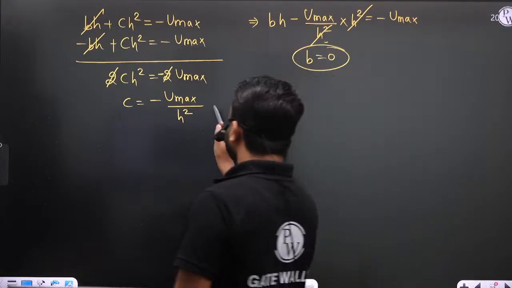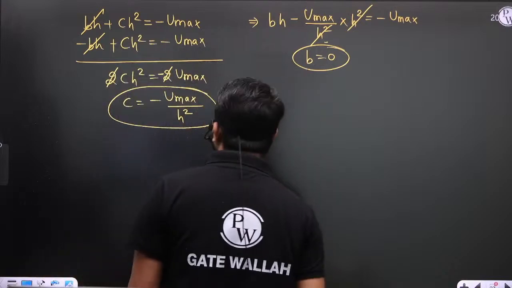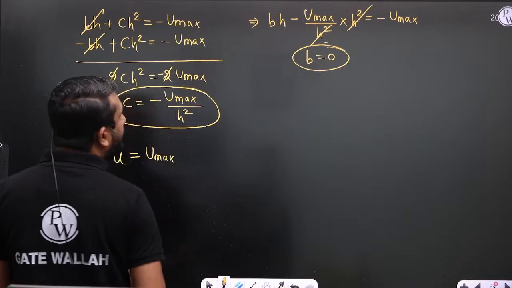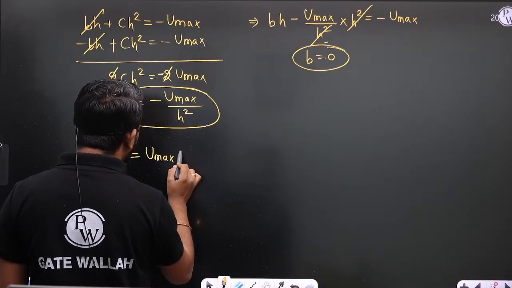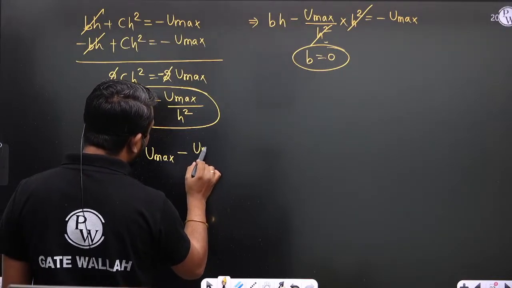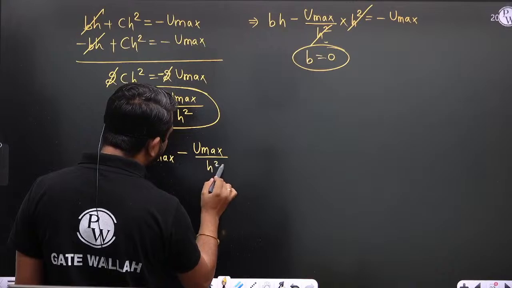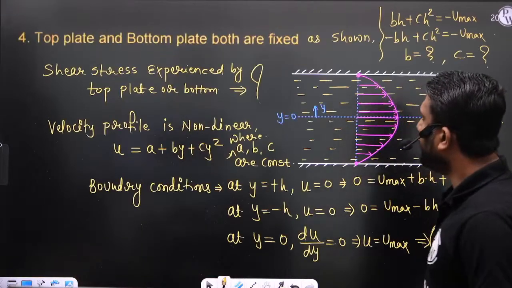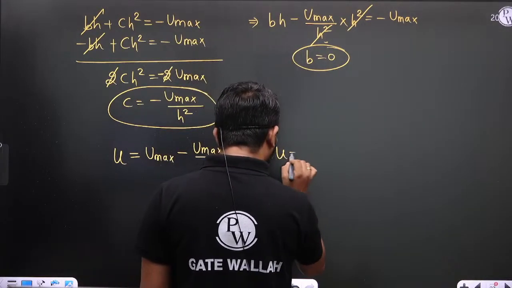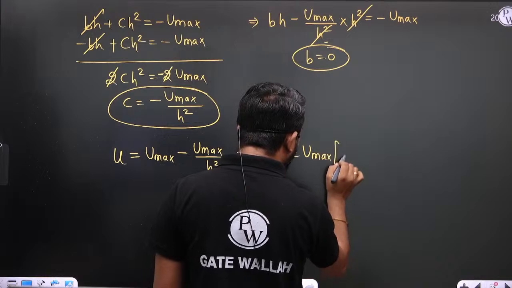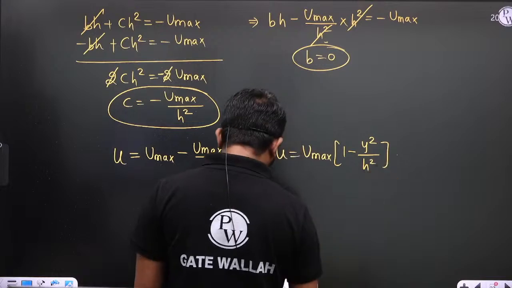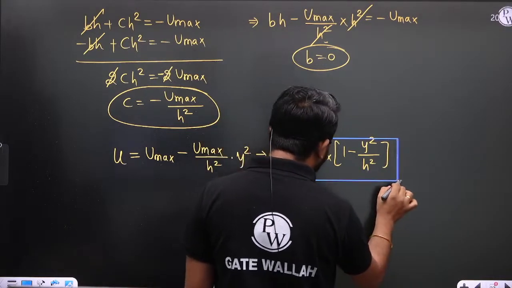Right? This is the value of c. This is the value of b. So ultimately what you are getting is that u is equal to a value, which is u maximum, b value is 0, minus c h square, where c value is u maximum by h square into y square. So this is the velocity variation: u maximum into 1 minus y square by h square. Fine, beta. This is the exact velocity variation.